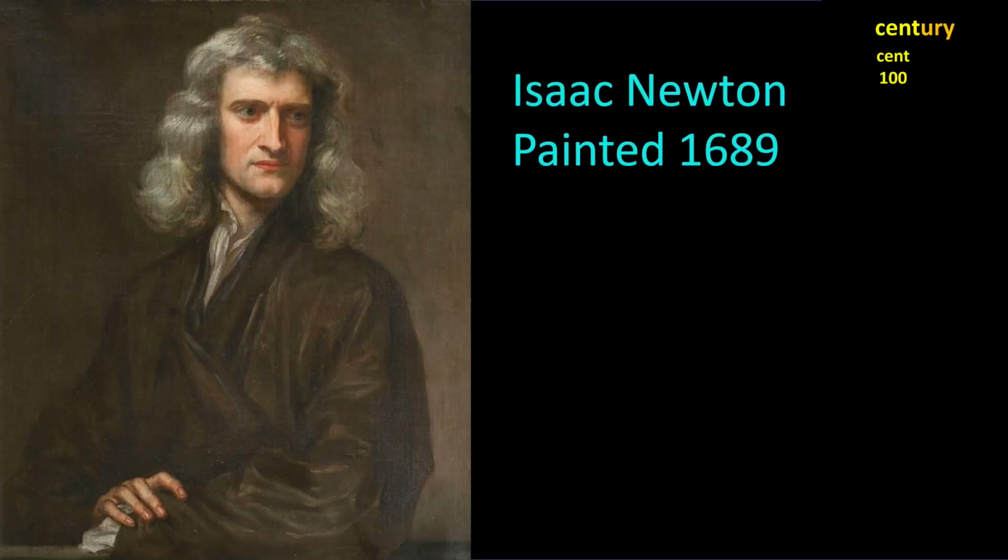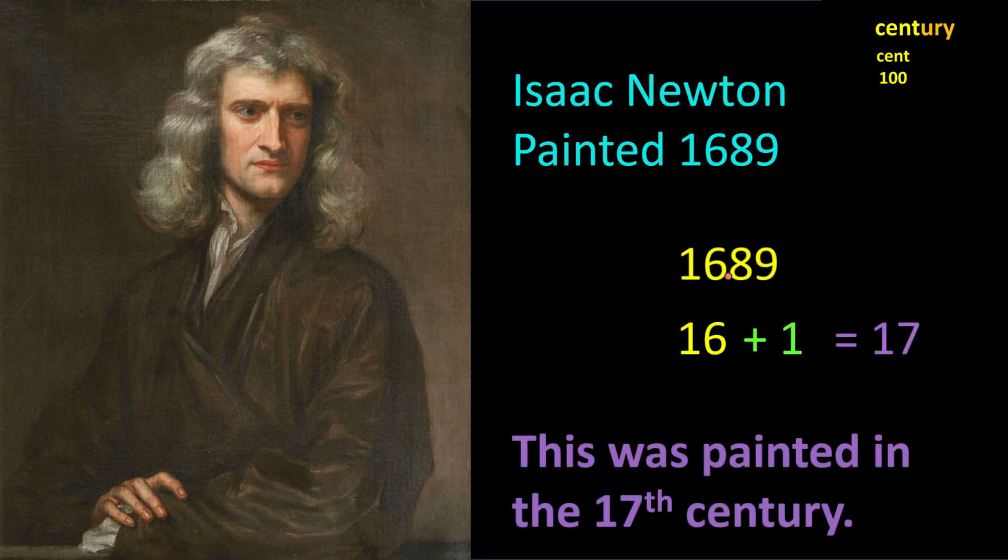The word century refers to 100 years. When we look at a date, we can tell what century that year is in by dividing by 100, then adding 1 to the whole number. For example, this portrait of Isaac Newton was painted in 1689. We divide the date by 100, which means we can move the decimal point to the left by 2 places. That gives us a whole number of 16. Next, we add 1, which gives a total of 17.